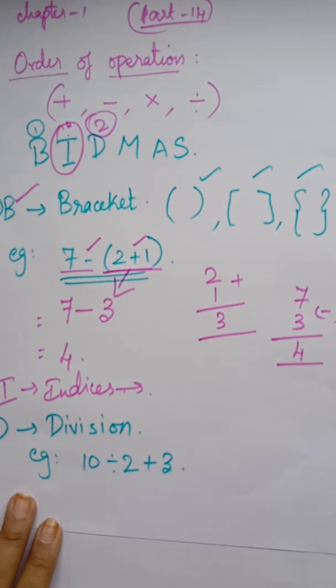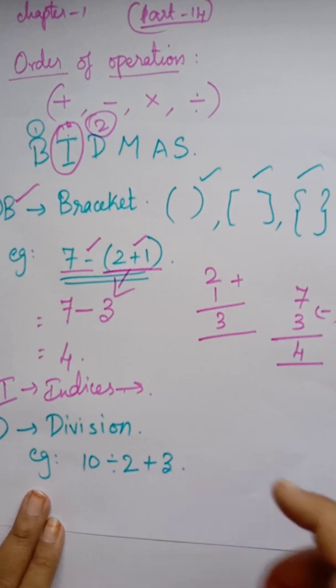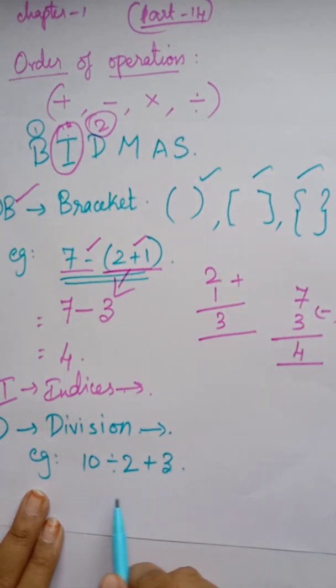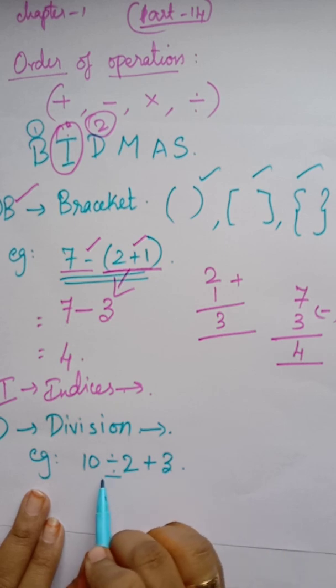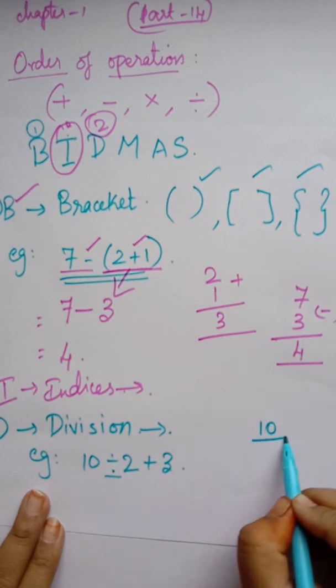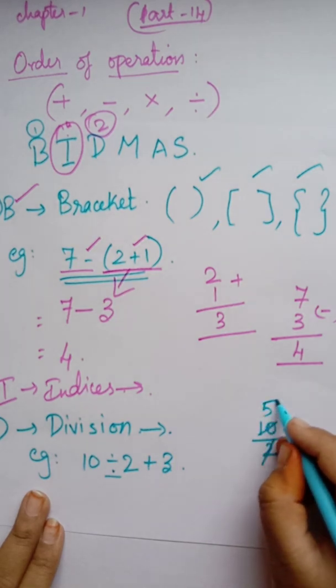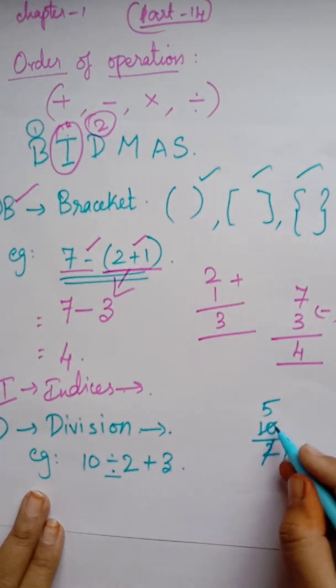So first we have to see the rule: the first thing is whether we have a bracket or not. In this question is there a bracket? No. If we don't have a bracket, we have to move to the next operation, that is division. Can we see any division operation here? Yes. So 10 divided by 2. Two fives are 10.